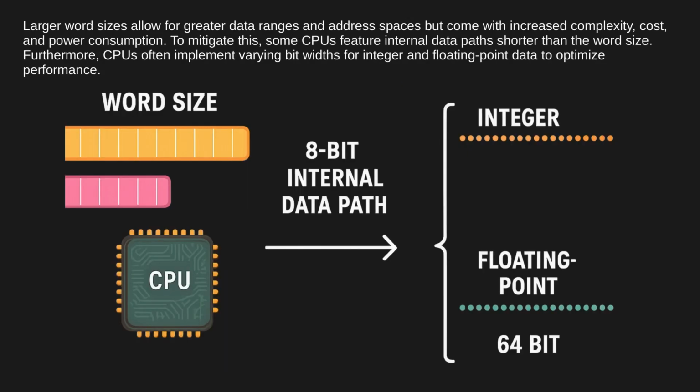Larger word sizes allow for greater data ranges and address spaces, but come with increased complexity, cost, and power consumption. To mitigate this, some CPUs feature internal data paths shorter than the word size. Furthermore, CPUs often implement varying bit widths for integer and floating point data to optimize performance.